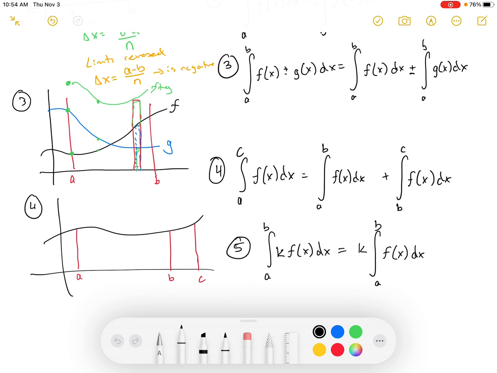Okay, so the next thing we want to talk about is that there are 2 ways to think about these area problems.